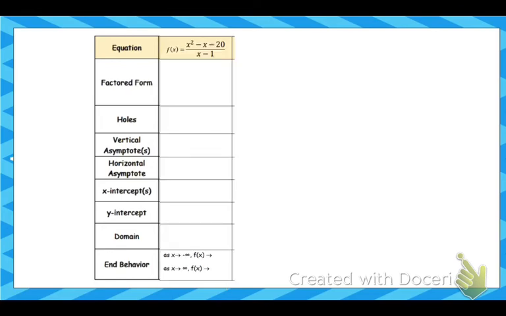All right, so let's do another. Again, we're going to factor first. So top multiplies to negative 20 and adds to negative 1, negative 5 and 4.